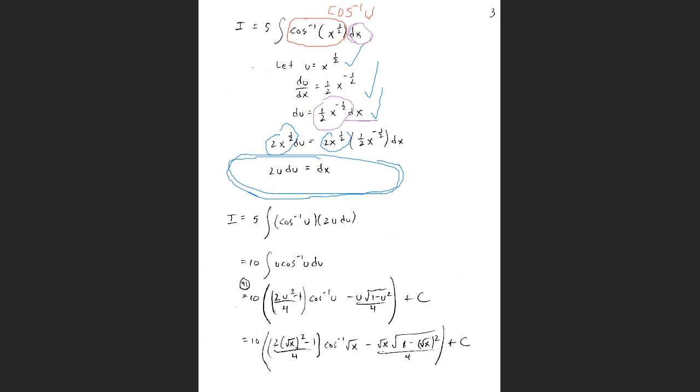And so my integral now is going to equal 5 times the integral of the arc cosine of u times 2u du, and that just equals 10 times the integral of u times the arc cosine of u. So it worked. We can use formula 9. So for all the problems in section 5.8, with the correct substitution, it has to work out that you can use one of the formulas in the table of integrals.